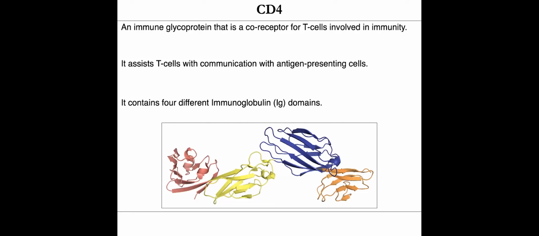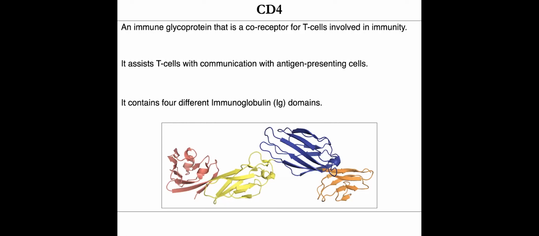So the next protein we're going to look at is called CD4. This is actually a glycoprotein, which means it's a protein that has carbohydrates on it. And it's an immune protein that's a co-receptor for T cells, which are, of course, part of your memory immune system. So there's T cells and B cells.